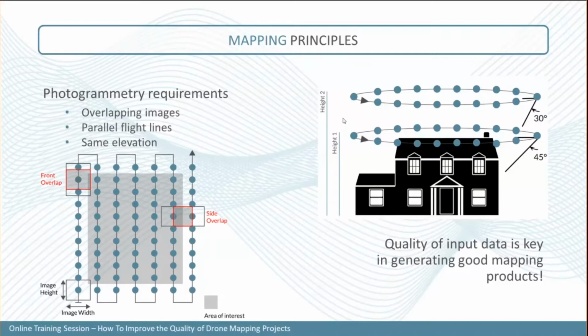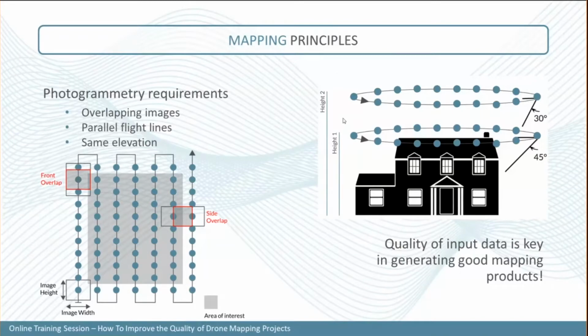Also, in some specific conditions, you can raise this overlap, maybe up to 80%, 85%, 90% maximum, because you don't want too much overlap since it's going to create too much data. And for the side overlap, you can go up to maybe 75 or 80%.